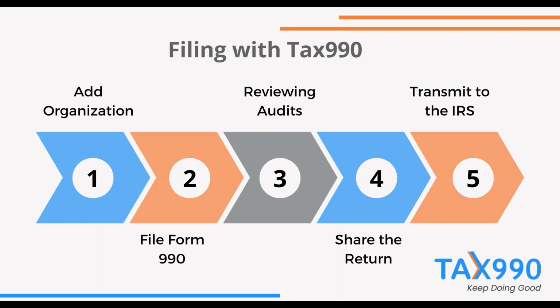The process of filing a return with Tax990 is a quick 5-step process. You'll add your organization to the account. You'll choose the form that you need to complete. You'll fill it out. Then you'll go through the internal audit. You'll have the option to share the return, if necessary, with other members of the organization or with a financial advisor or whoever you need to share it with, and then you transmit it to the IRS.